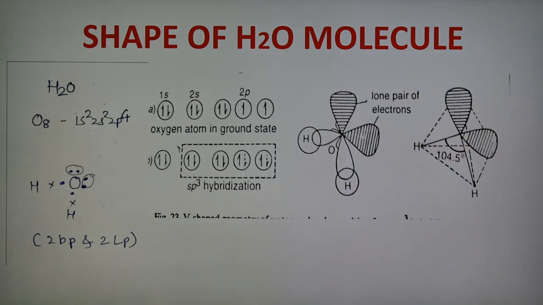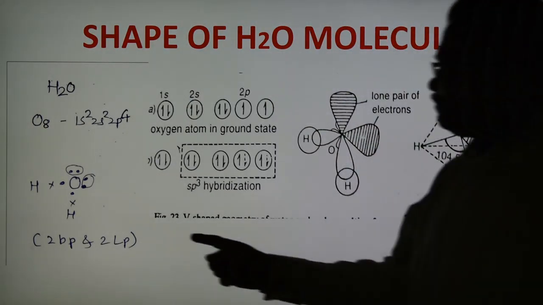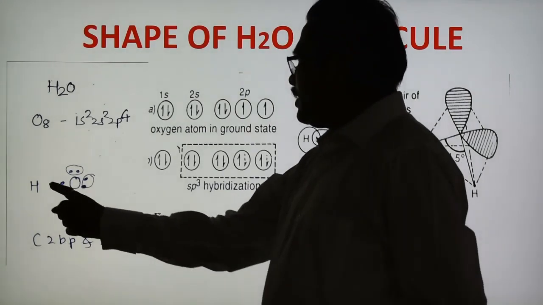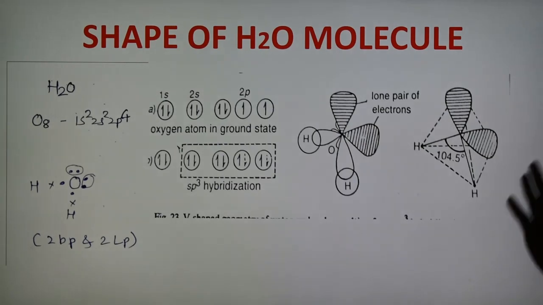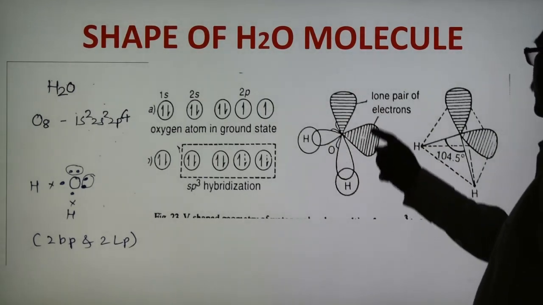So in water, there are 2 bond pairs and 2 lone pairs. So the total electron pairs are again 4. So due to the presence of 4 electron pairs, the shape of the water molecule is considered as tetrahedral.